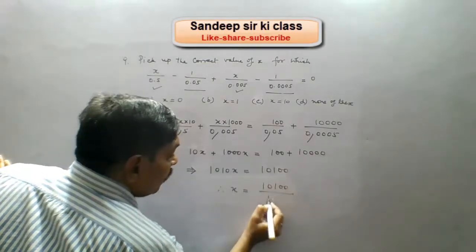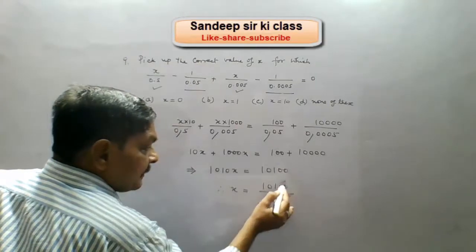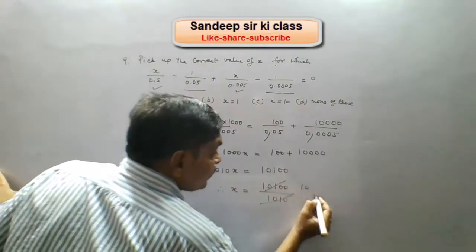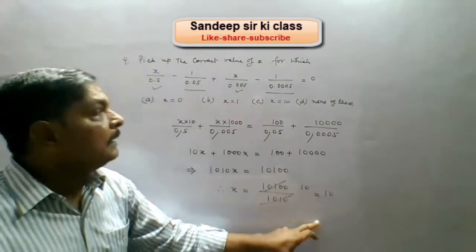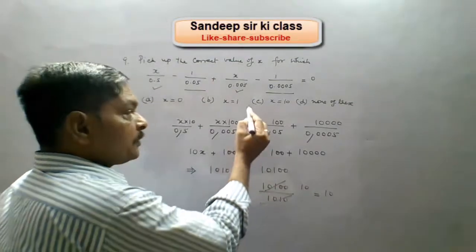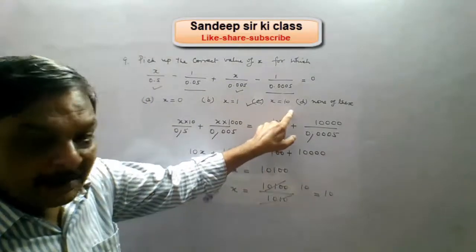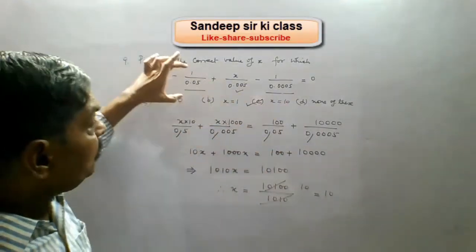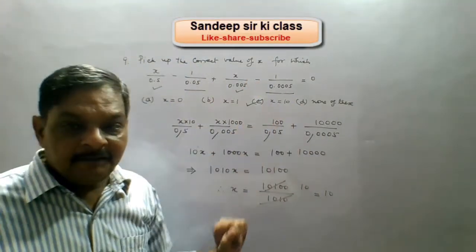Therefore, x will be equal to 10100 upon 1010. This cancels the numerator 10 times. Therefore, the value of x is 10, and hence our option C here is correct. When we put the value x as 10 in this equation, our left hand side and right hand side will be equal.